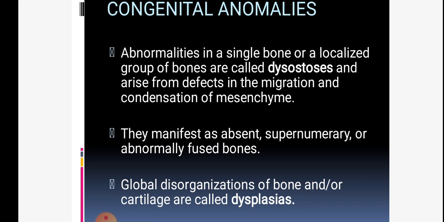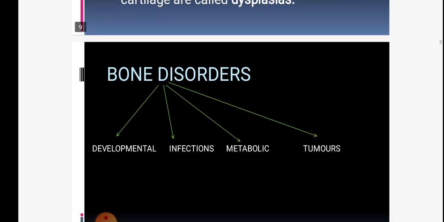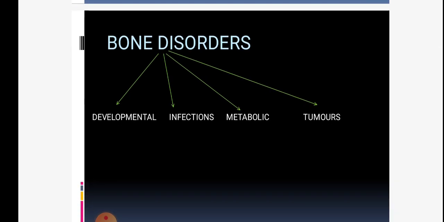What are the congenital anomalies? Abnormalities in a single bone or a localized group of bones are called dysostosis and arise from defects in the migration and condensation of mesenchyme. They manifest as absent, supernumerary, or abnormally fused bones. The global disorganizations of bone and cartilage are called dysplasias. So these are nothing but the disorganized bone. So bone disorders can be basically divided into developmental, infectious, metabolic, and tumors. So tumors will be dealt with in the last part.